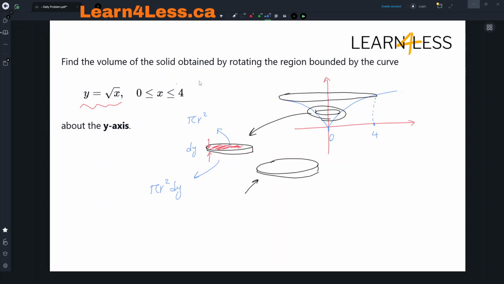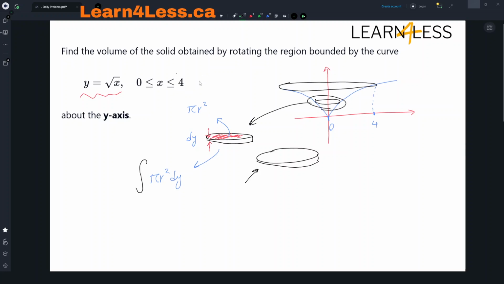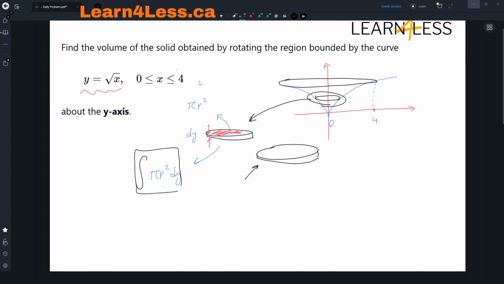We have an infinite number of these disks stacked on top of each other to create that volume. To get the overall volume, we need to add up all of these tiny volumes, which means we sum them up, or we integrate. But the problem here is we have r, and we are taking the integral with respect to y. So we need to write r in terms of y. Let's see what r is.